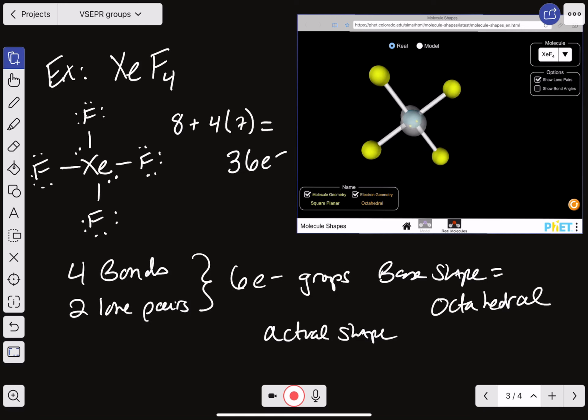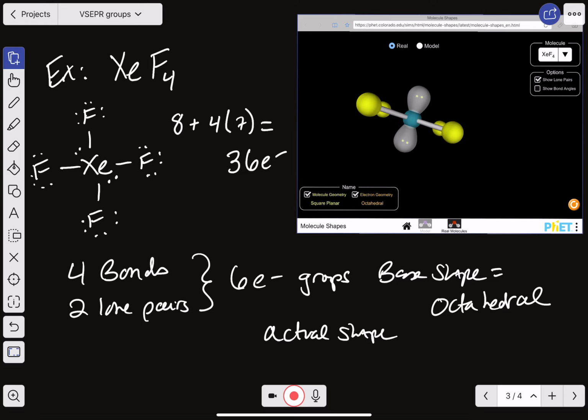And I'll just do this so you can see it looks like a square. The 4 bonds are in a plane. And I'll show the bond angles. So, they are 90 degrees like you would expect. Okay, so that's the XeF4, and that's the end of this video.